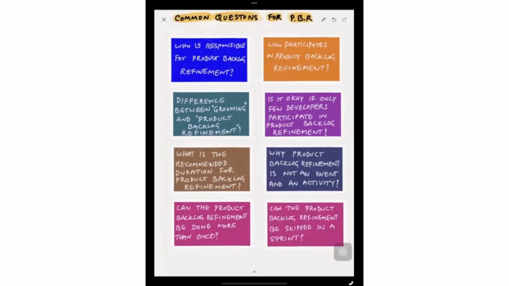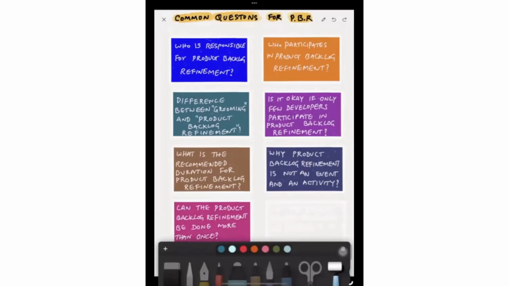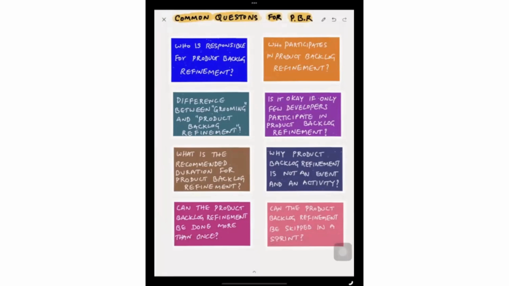And the next question, can the product backlog refinement be skipped in a sprint? Yes, if you have enough items already lined up, because if you are blindly doing the product backlog refinement and keeping too many items available in the product backlog, then it will lead to unnecessary waste of time and waste of effort. So if you have enough items ready for the next 1 or 2 sprints and they are not going to change according to the product owner, then you can skip occasionally the product backlog refinement.